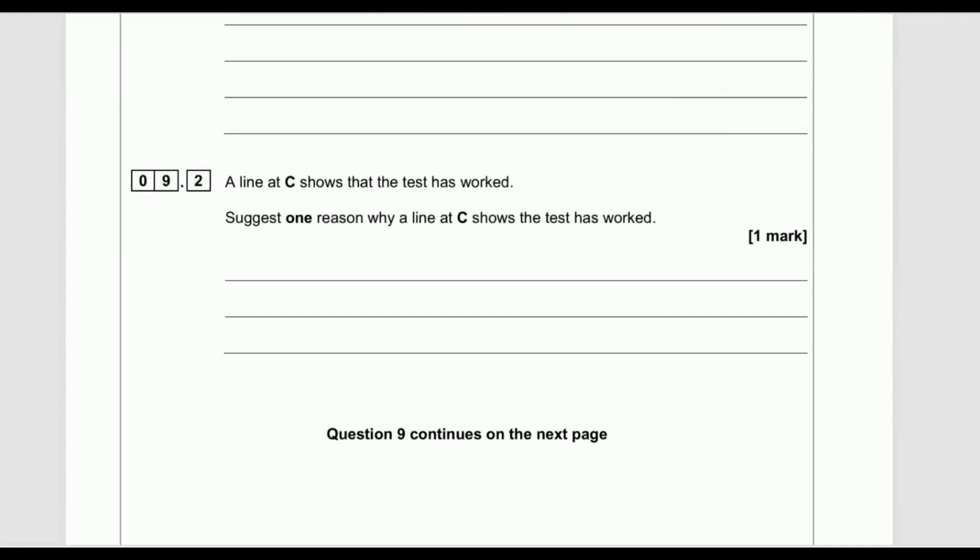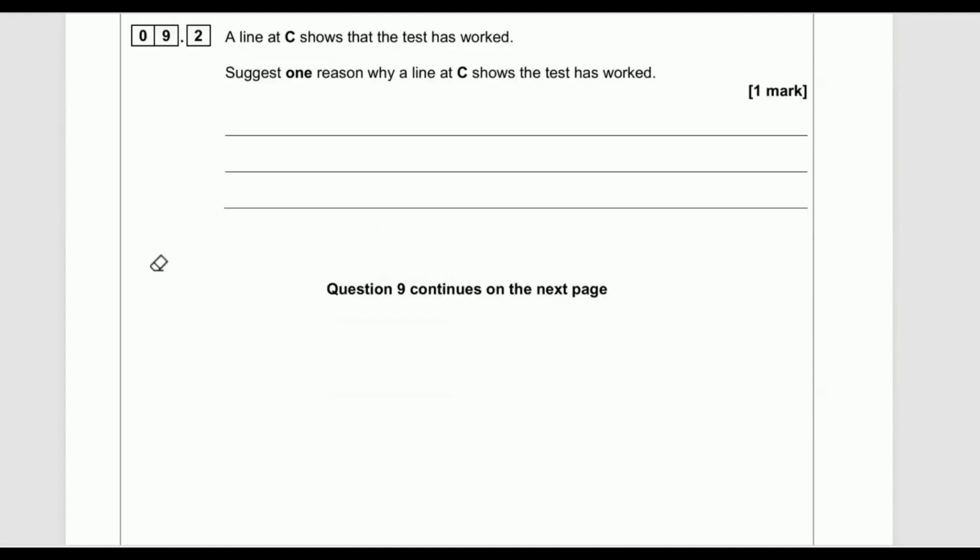And that means that it didn't contain any antigens if it got to C, and it just proves that it's at least gone past the test area, because you might not get a line on T and you might think, great, I'm not positive for dengue fever, but it might just be that the blood sample hasn't got to T.